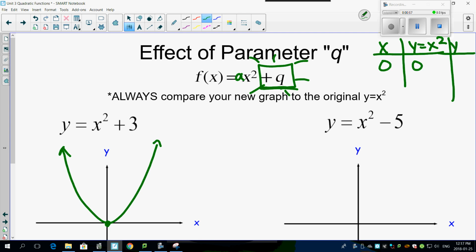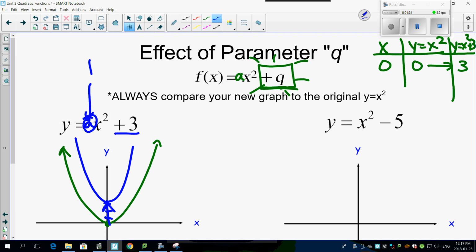But watch what happens when I go y equals x squared and I add, let's say, 3 to it. This 0 now becomes 3. So I'm no longer starting at the 0, 0 mark. I'm actually starting up here at 1, 2, 3. But if you think about it, I haven't changed my a value here. That a value is still a 1. So I haven't made it wider or narrower or anything. I've kept it exactly the same. So all I did is shift this thing upwards 3 units.